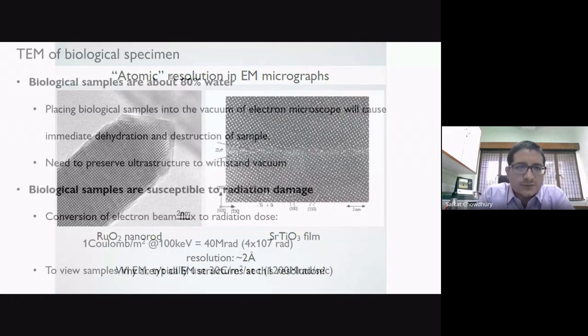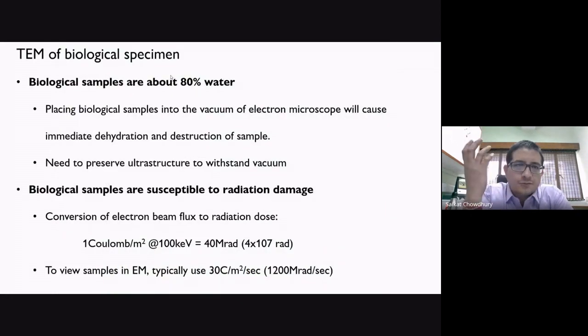And why is it that we are not there yet? First and foremost, most of us are made up of mostly water. Almost 80% of any cell or any living organism is water. So when you put it in a vacuum at room temperature, it'll all just evaporate. It'll all be gone, and it'll be just a shriveled, dry mass of protein. So we are essentially going to destroy the sample. So what we need is to preserve the ultrastructure as best as we can, so that we can image these in a vacuum.